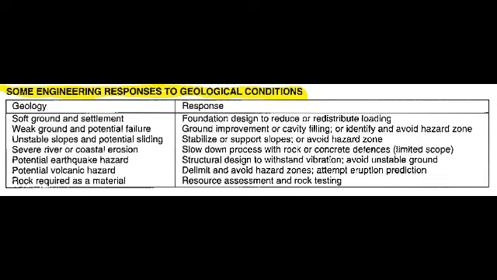Unstable slopes and potential sliding: stabilize or support slopes, or avoid the hazard zone. Severe river or coastal erosion: slow down the process with rock or concrete defenses, though this has limited scope. Potential earthquake hazard: structures designed to withstand vibration, and avoid unstable ground.